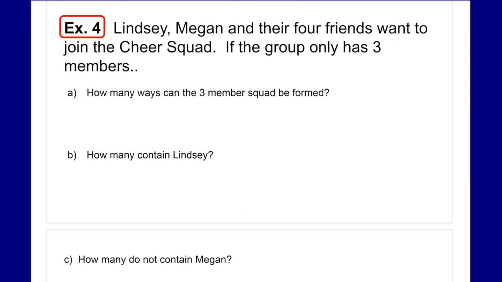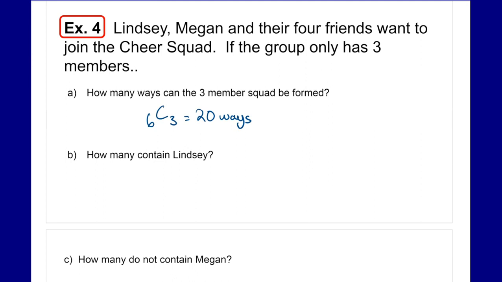Example 4. Lindsay, Megan, and their 4 friends want to join the cheer squad. If they're only allowed to make a cheer squad, or a group in the cheer squad, of 3 members, how many ways can the 3-member squad be formed? Well, Lindsay and Megan and their 4 friends, we have 6 total people, and I'm going to choose 3 of them. So that means there are 20 ways. So there's 20 ways I can make a 3-person group out of these 6 friends.